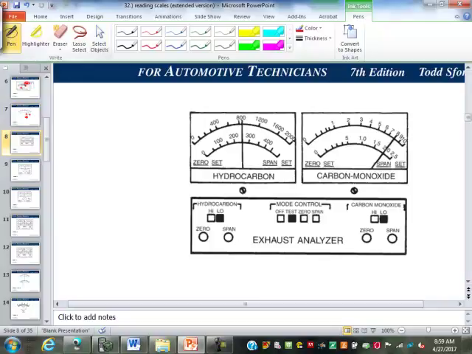Here, this is actually an older version of an emissions test. Now, again, they do have digital versions of this. I don't know, do you guys have the emissions tool in the shop? No, okay. Carbon monoxide meter or anything like that? Well, they have it up there. We won't talk about that.